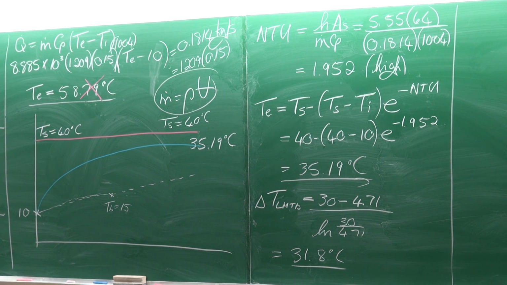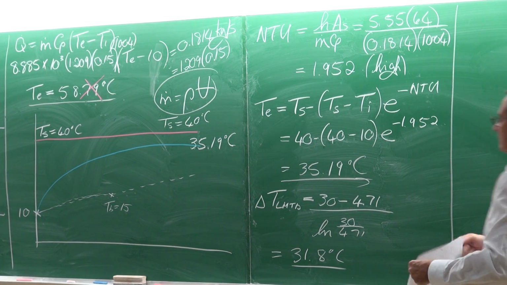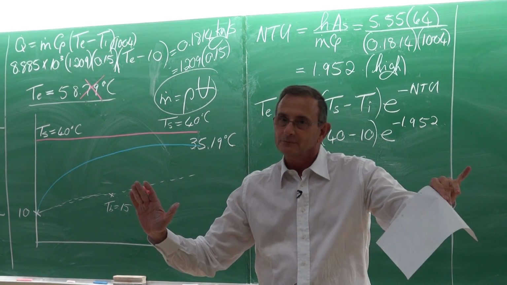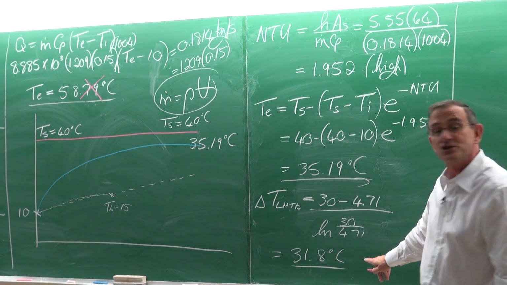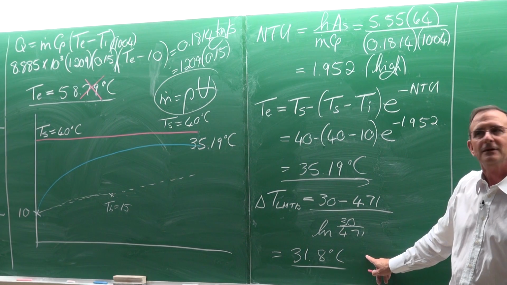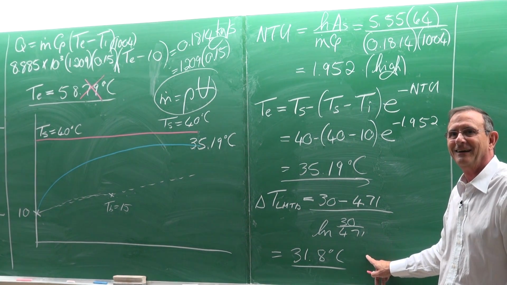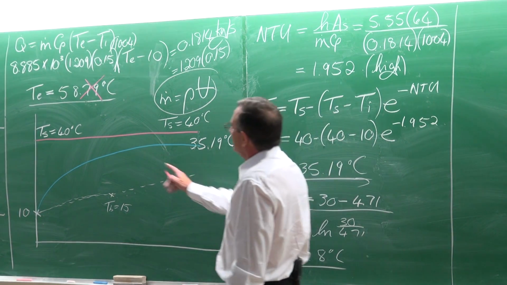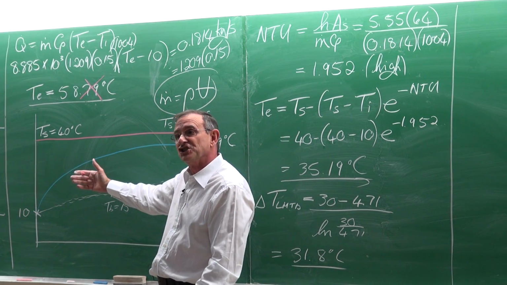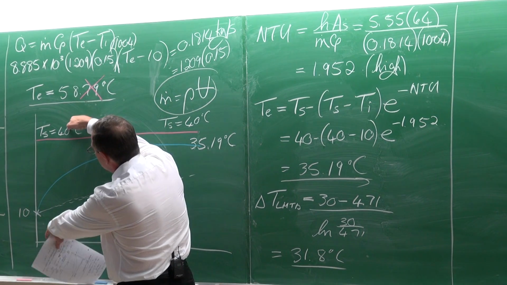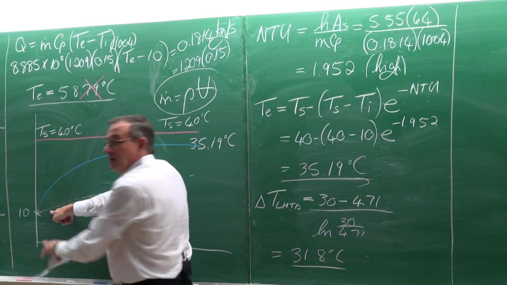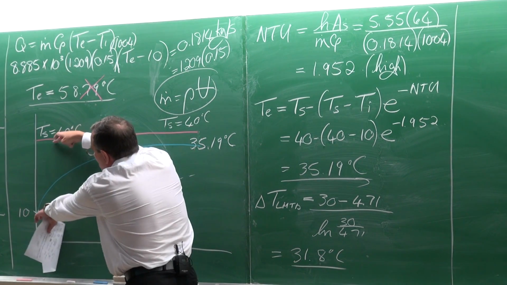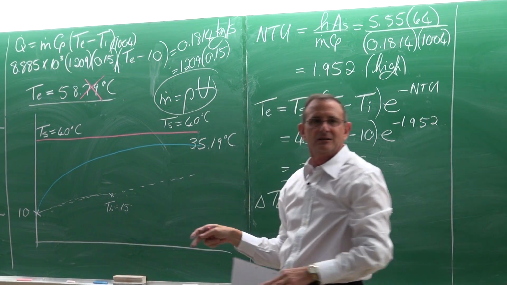Okay? Ladies and gentlemen, today you shouldn't believe anything I do. Because this is also incorrect. You say no. Okay. That's the advantage of having a sketch. Just look at this. 40 minus 10 is 30. We say that this average temperature difference is 31. It can't be.